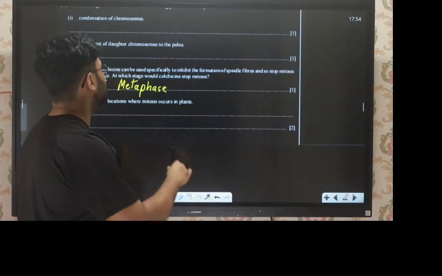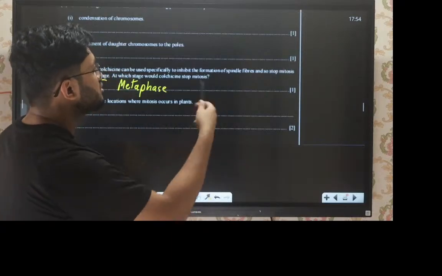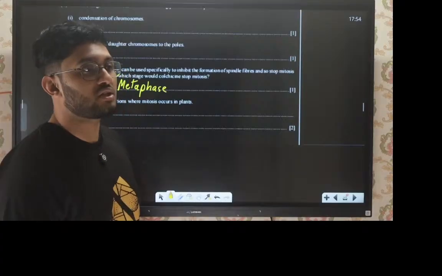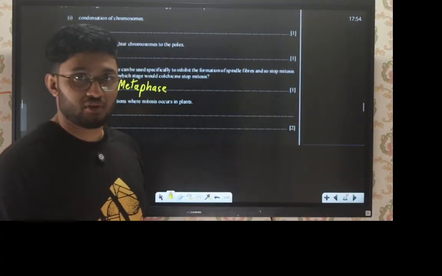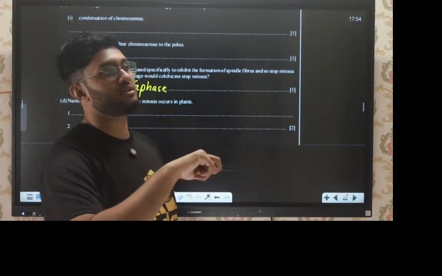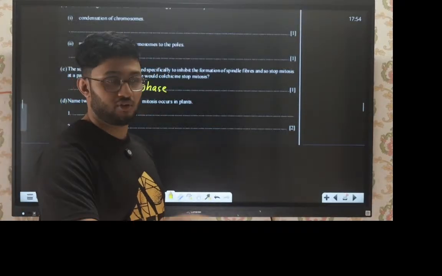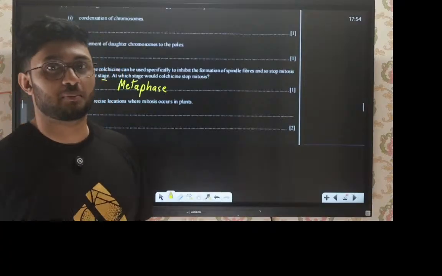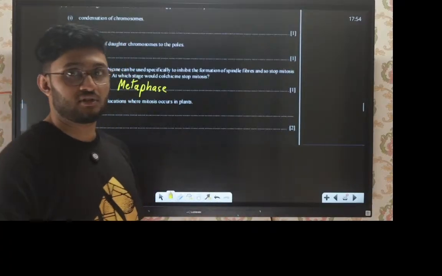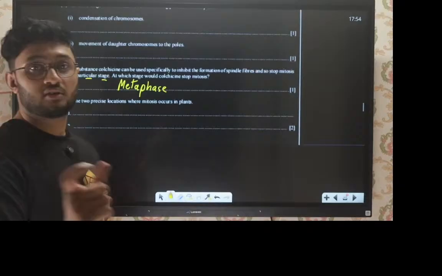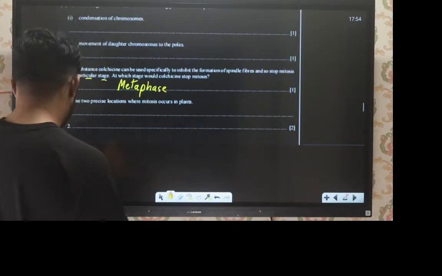Because if this happens, then the metaphase cannot happen. If there is no formation of spindle fibers, then the chromosomes cannot come to the equator. And if the chromosomes don't come to the equator, then the chromosomes cannot go to the poles. So essentially, metaphase will not happen first, and then anaphase will not happen. But metaphase comes first. So metaphase will be the answer.